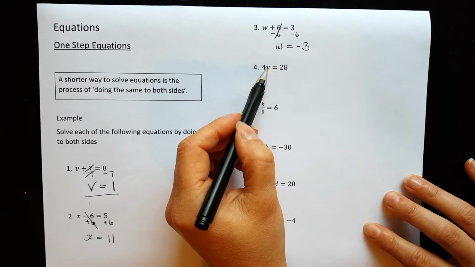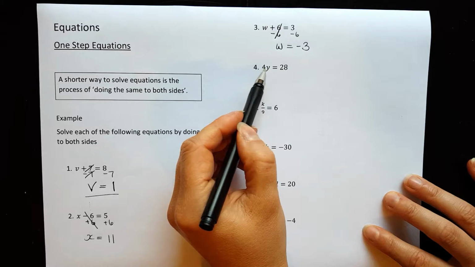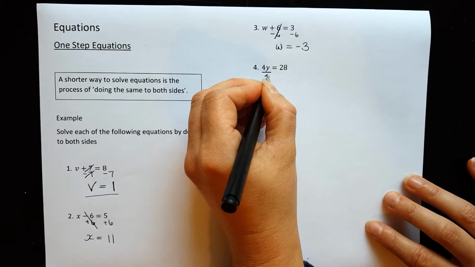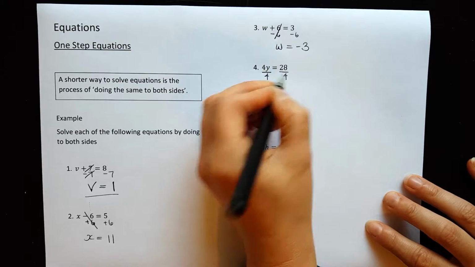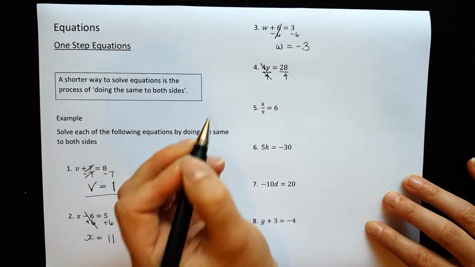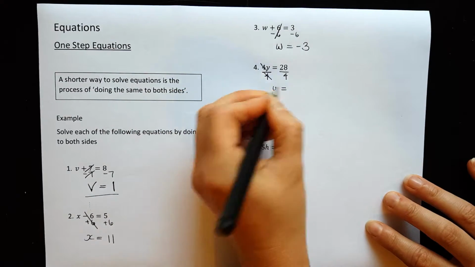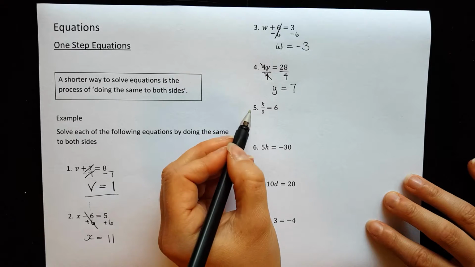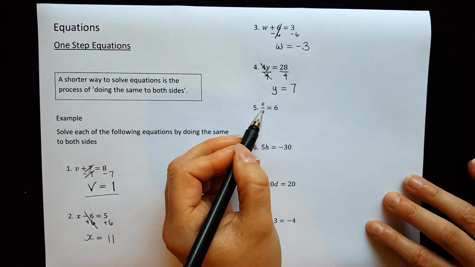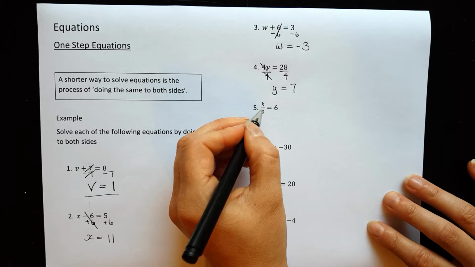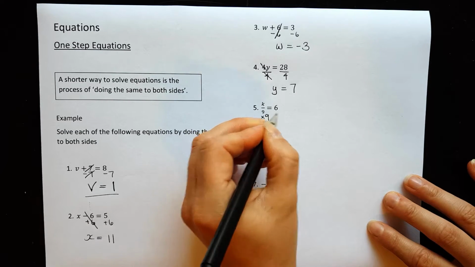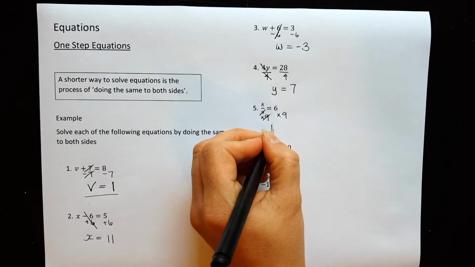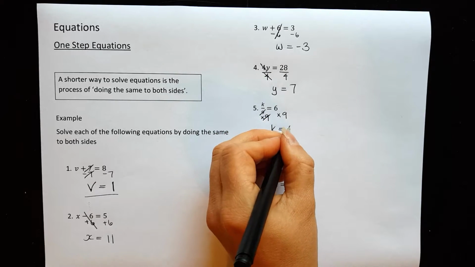Question 4. 4y is equal to 28. So that is multiplied. The inverse operation is to divide. You can write a divide sign or you can write a fraction. So over 4, over 4. That will cancel those ones out so that y is equal to 28 divided by 4, which is 7. Question 5. k over 9 is equal to 6. So over means divide. The inverse would be to times by 9. Cancel those out. So k is now by itself, and 6 times 9 is 54.